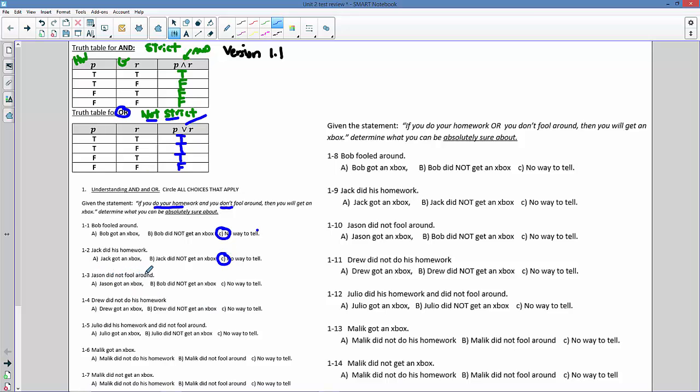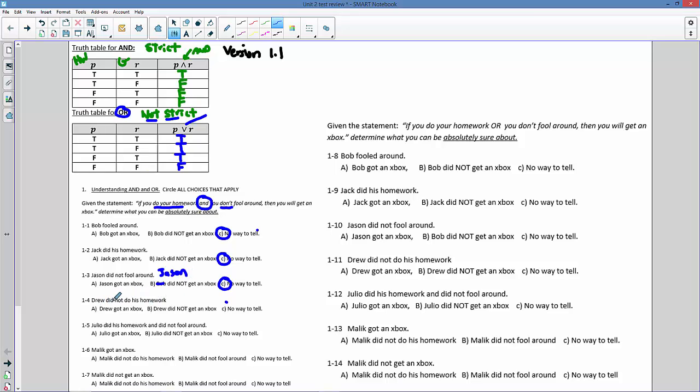Okay, Jason did not fool around. All right, he didn't fool around, but I have no idea if he did his homework, and the "and" requires that both are true. So he may have gotten an Xbox, we don't know, but not according to this statement. In other words, this statement does not guarantee him one. I don't know that he didn't get an Xbox because I just don't have enough information. So again, no way to tell. And this should have said Jason, so let's fix that too. Sorry about that. That should say Jason, right?